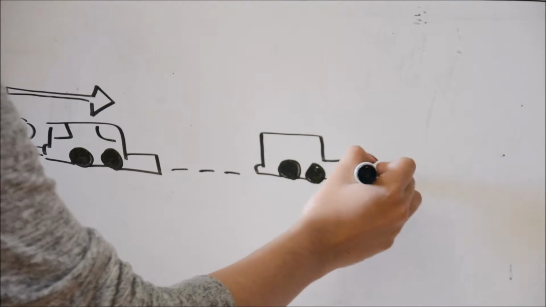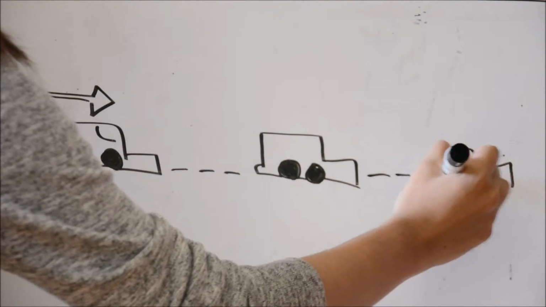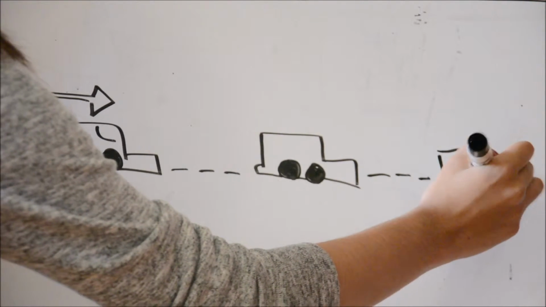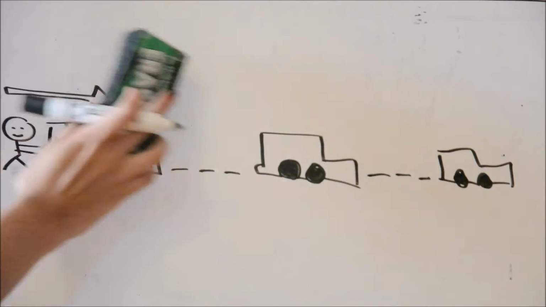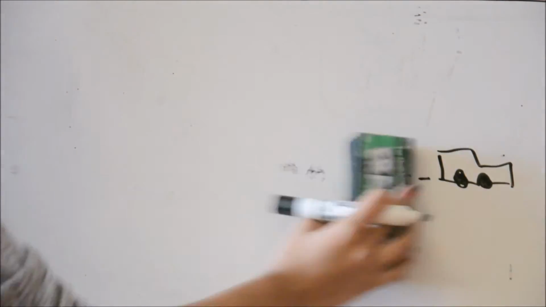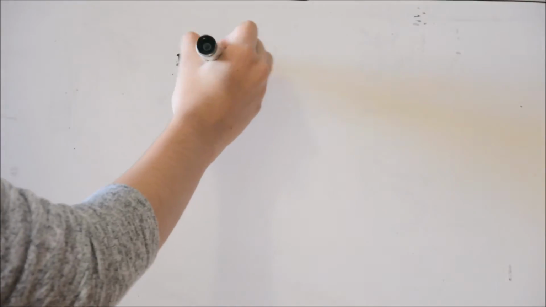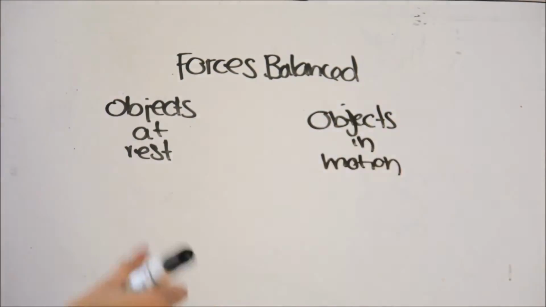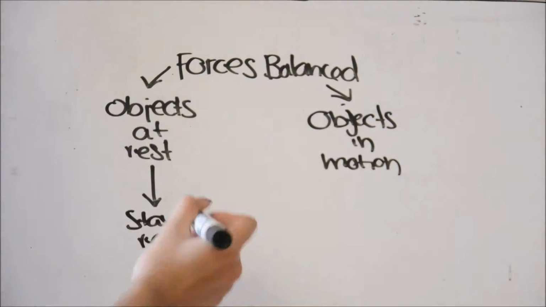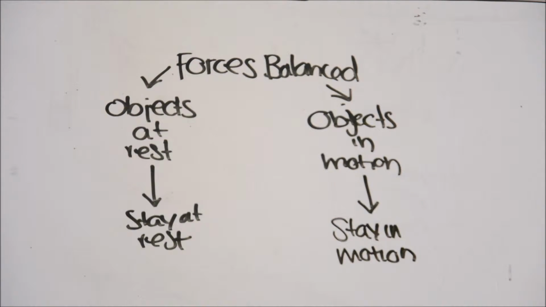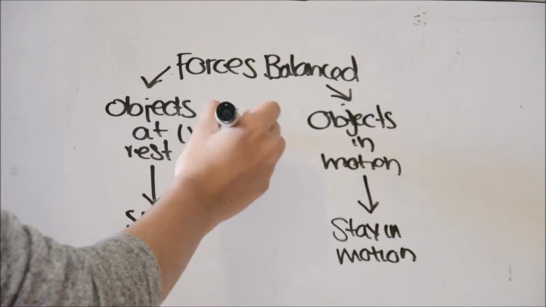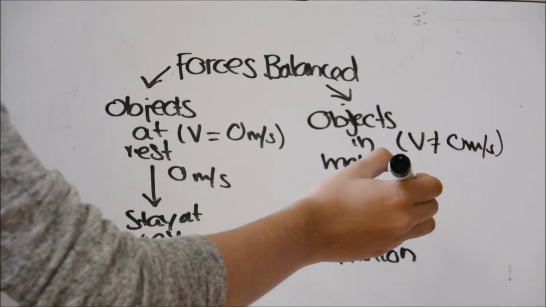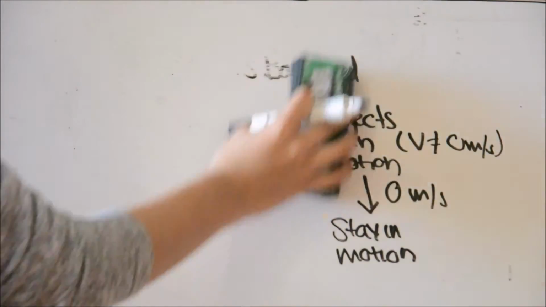An unbalanced force is an external force that changes the motion of an object. When an object is at rest or moving at a constant velocity, all the forces acting on it are balanced. Forces are balanced. Objects at rest with a velocity of 0 meters per second stay at rest, and objects in motion with a constant velocity stay in motion.